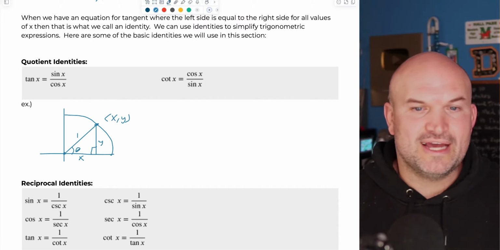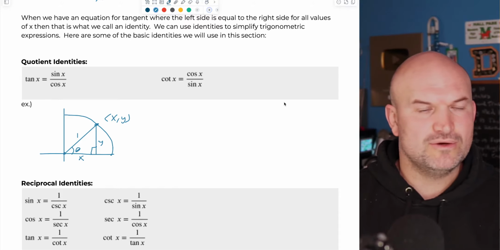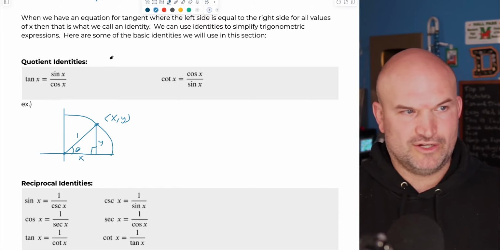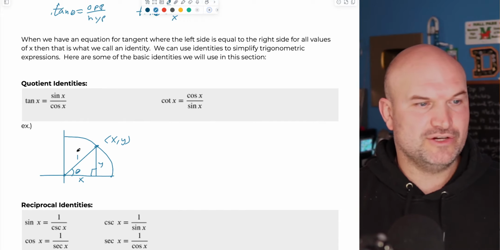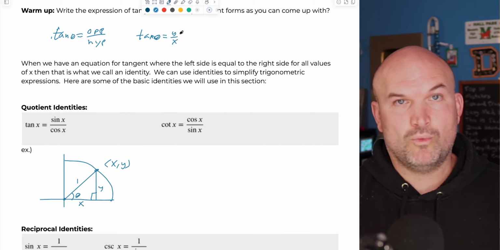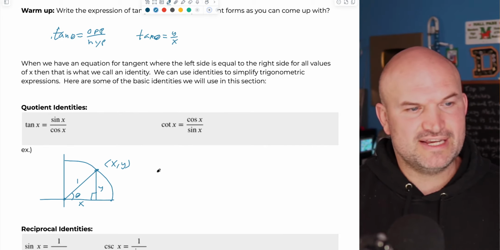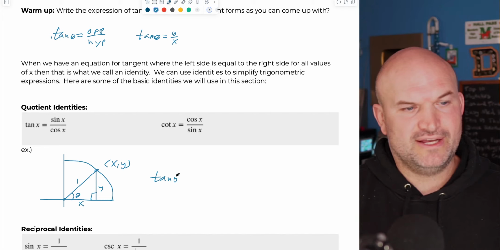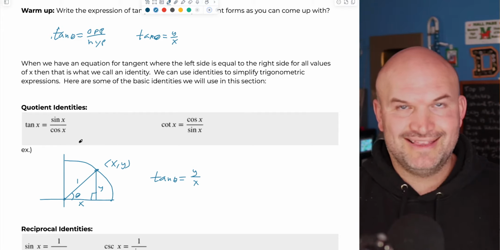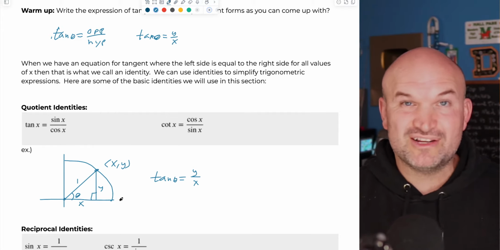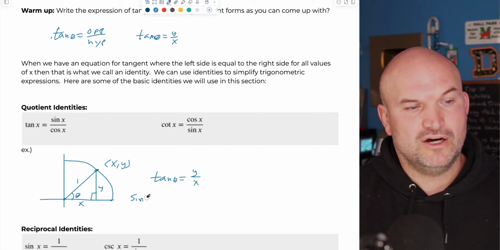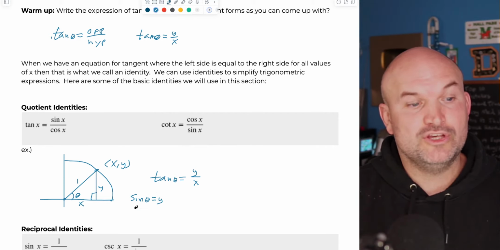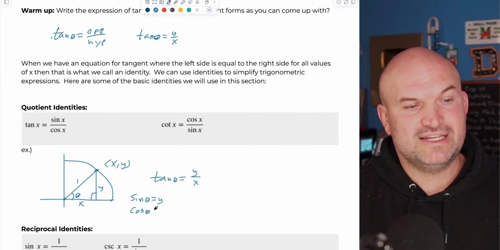Now, the important thing we can look at with this triangle, going back to my original definition, is that tangent of theta is opposite over hypotenuse, or also we could say tangent of theta is y over x. So if tangent of theta equals y over x, how are we going to get to the sine of x and cosine of x? That's where it comes in: I remember when we were evaluating on the unit circle, the sine of theta was equal to y, the cosine of theta was equal to x.